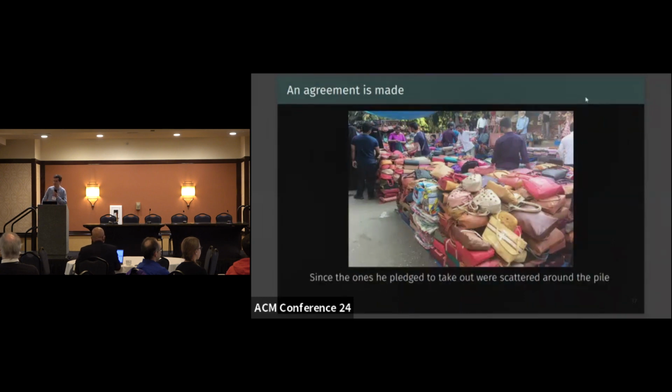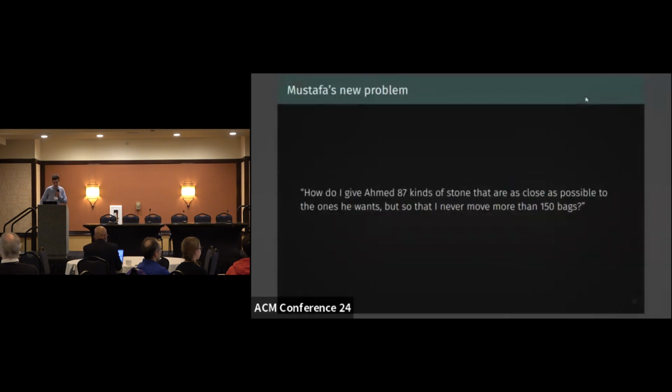He was not taking care of where their position was. And this was really too hard for him to do, so he was operating at a loss. And then he asked himself how he could be smarter next time. So how he could give Ahmed 87 kinds of stone that are as close as possible to the ones that he really wants, but in such a way that he never moves more than 150 bags, which was for him the maximum that he could do at the pro.